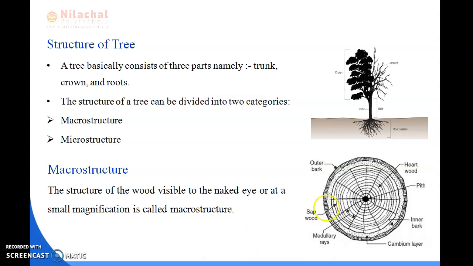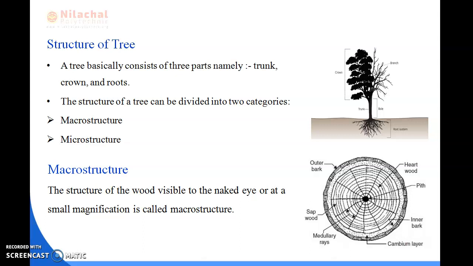As I have already discussed with you, you can see here this is the crown, this is the root part, and this is the trunk part. You can see here it has been classified into three types: trunk, crown, and the roots. And the structure of the tree has been divided into two categories: first is macrostructure, second is microstructure. So we'll now be discussing the macrostructure. What do you mean by macrostructure?